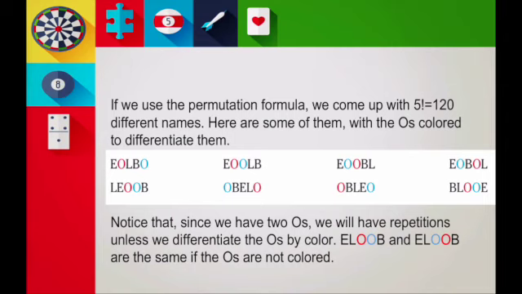If we use the permutation formula, we come up with 5 factorial, which is 120 different names. Here are some of them, but we're going to color the 2 O's to differentiate them. So a red O and a blue O. Notice that since we have 2 O's, we will have repetitions unless we differentiate the O's by color. For instance, ELOOB is the same for both O's if the O's are not colored.